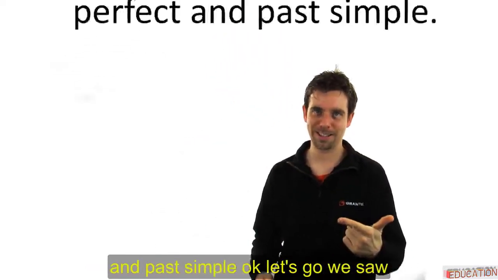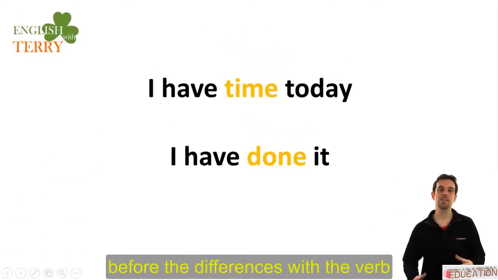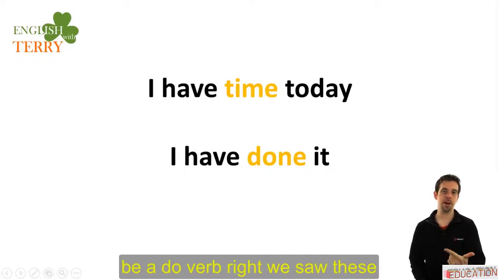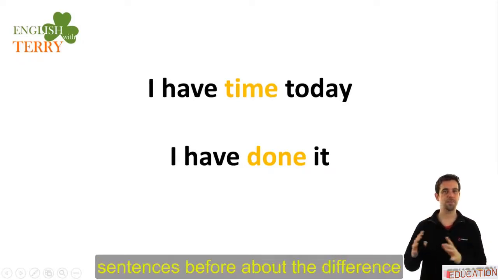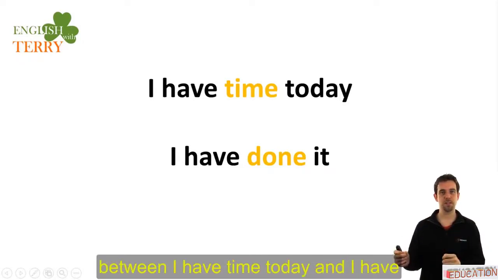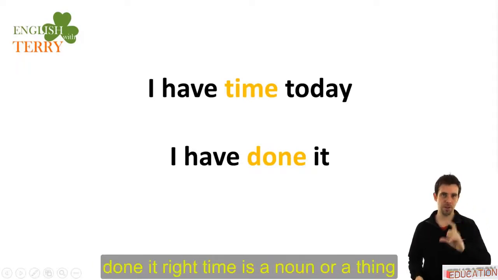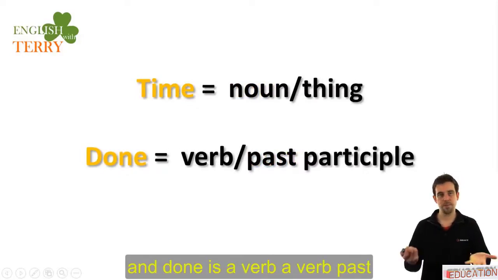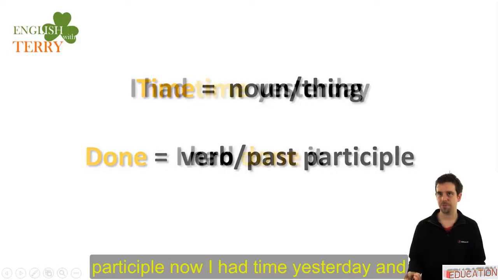Okay, let's go. We saw before the differences with the verb have, when it can be a be verb and it can be a do verb, right? We saw these sentences before about the difference between I have time today and I have done it, right? Time is a noun or a thing and done is a verb, the verb past participle.